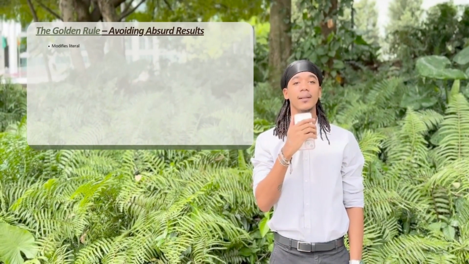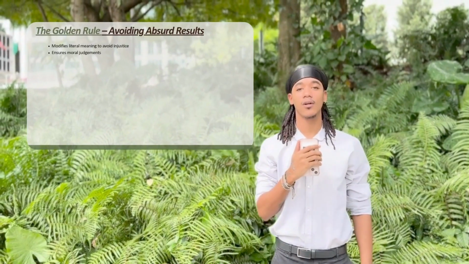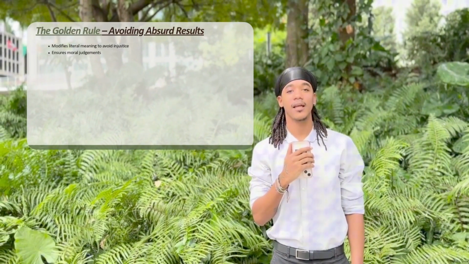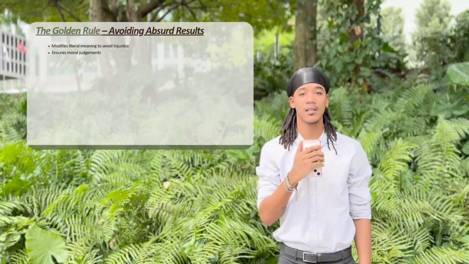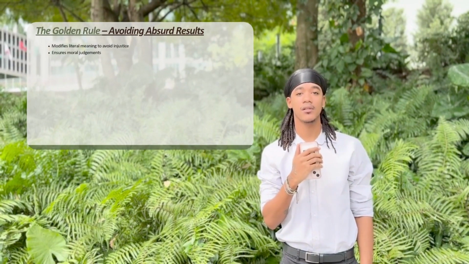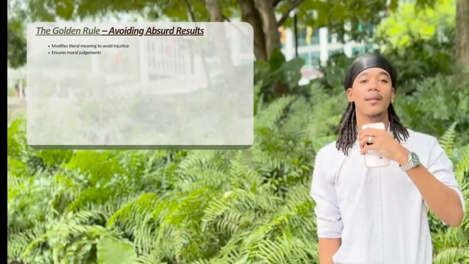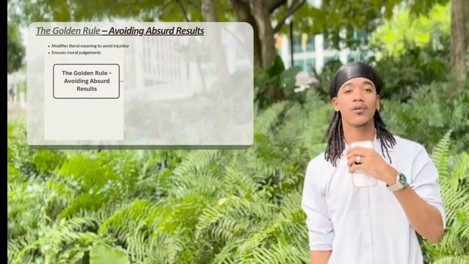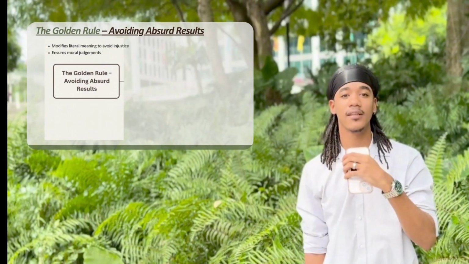The golden rule is a modification of the literal rule. Judges will start by looking at the ordinary meaning of the words in a statute, and if by applying the ordinary meaning an absurd or unjust outcome results, they may slightly change their interpretation for a more favorable outcome. The main purpose of the Golden Rule is to avoid results that Parliament couldn't have intended.